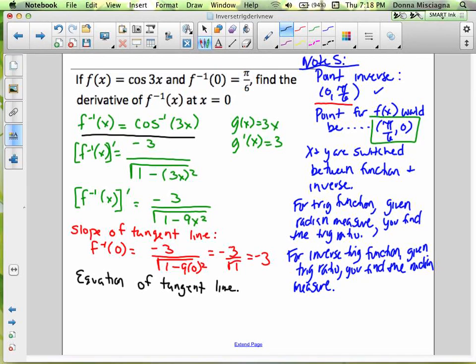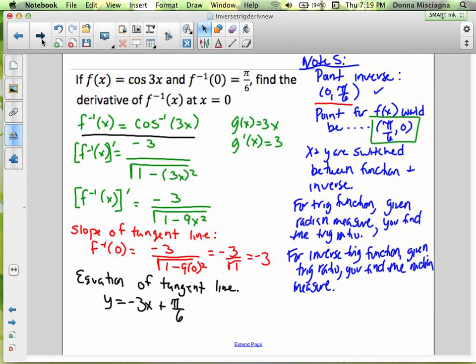But that is our point for our tangent line, because we're taking the derivative of the inverse, not the original function, not f of x, but f inverse. So the equation of the tangent line here, we have the y-intercept, so that's pretty easy. So y equals negative 3x plus pi/6. There we go. Not much to that one, is it? All right, I'm going to do 3 more problems.